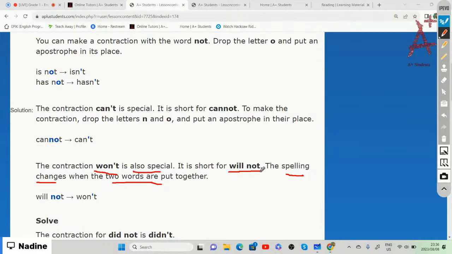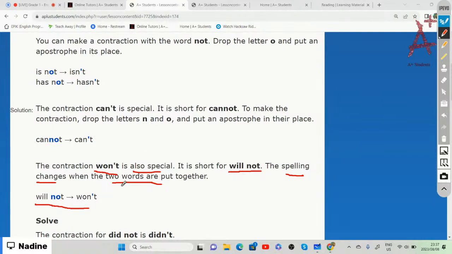So it doesn't mean willn't, right? Because willn't is not a word. So that is why we say won't is a bit special, because the spelling changes when the two words are put together. So instead of saying will not, we then say won't.